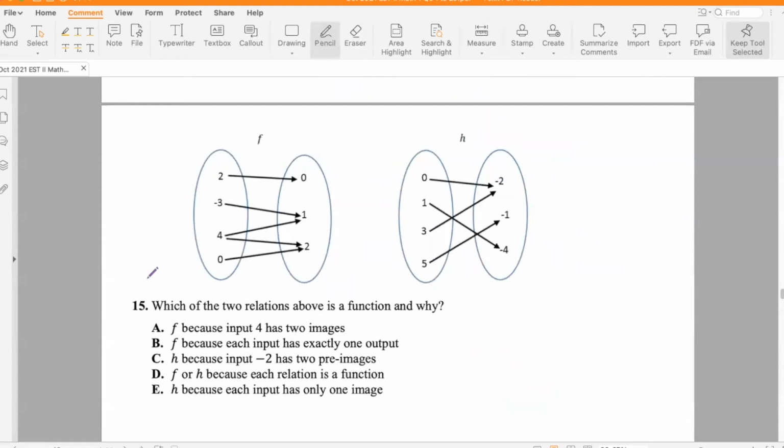Which of the 2 relations above is a function and why? So here f cannot be a function because the input 4 is giving 2 values in the output, 1 and 2. So that's not allowed for a function. And this one is fine because every input has a different output. So it's H, because each input has only one image. So it's E.